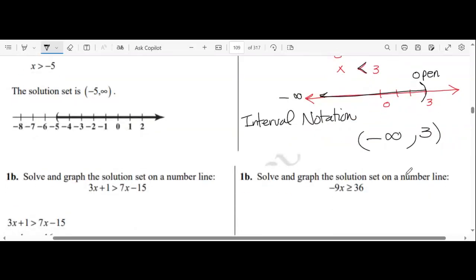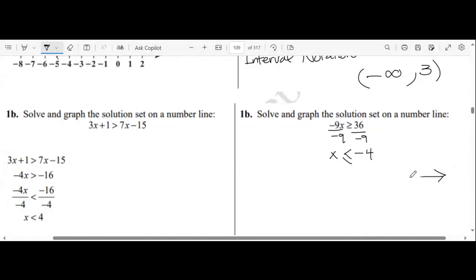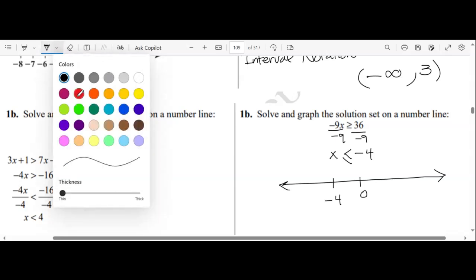Okay, here is an example with closed, right? What should I do as the first step? Divide by -9. Very good. For both sides. So what do you get? x. So you have to change it. Yes, reverse the direction. Very good. -4. Very good. Now I will graph this. Where is 0? Here. Where is -4? Here. Is it open or closed? Closed.